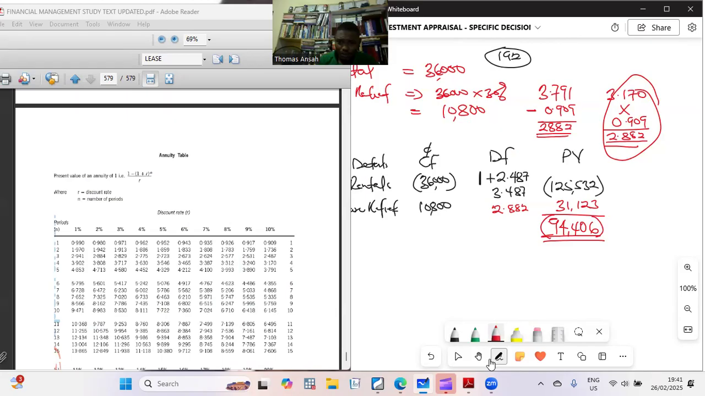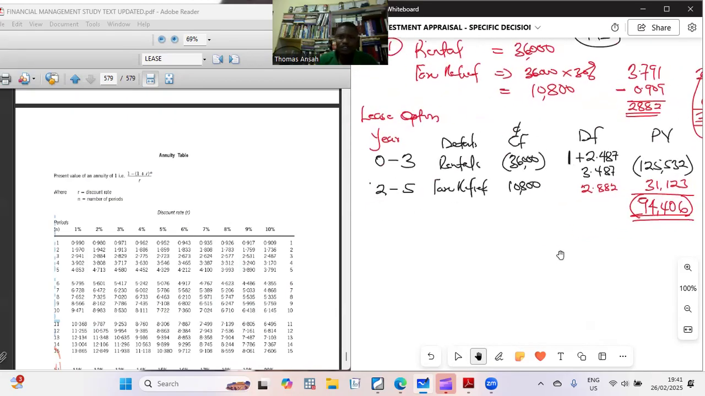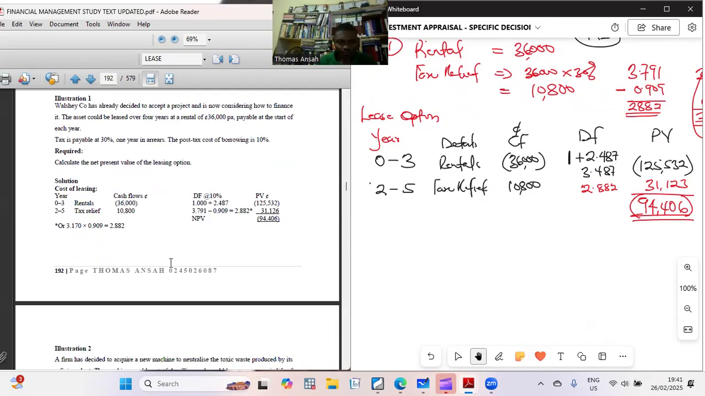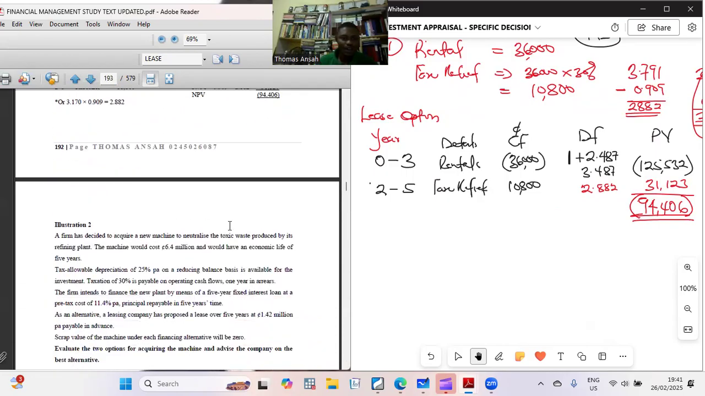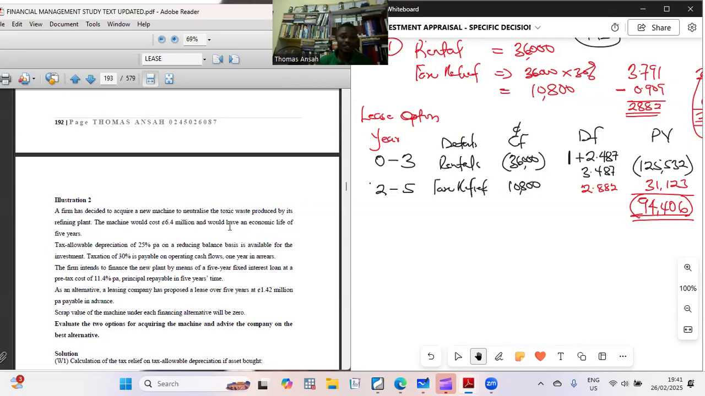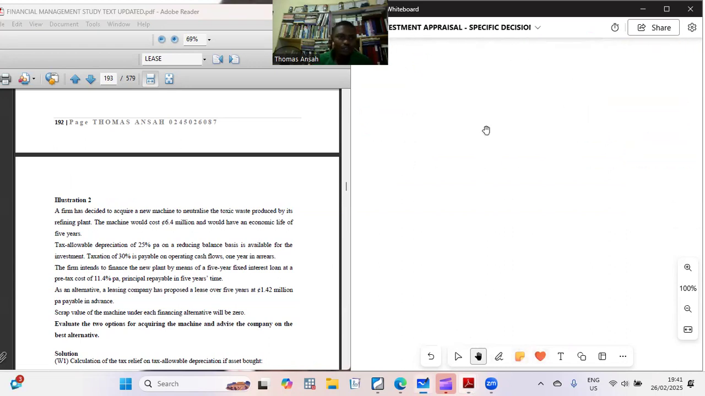So this is it. But if you are using the buying option, then you just have to go ahead and do the capital allowance, for the things that we have learned already. So basically, that is our answer. Just before we go into a pure examinable question, let's look at this illustration to help you deal with it.